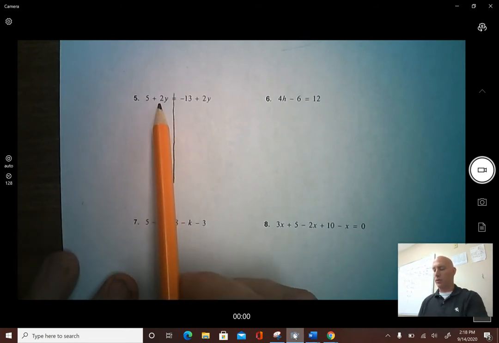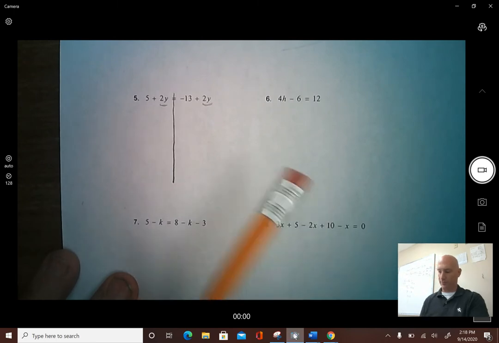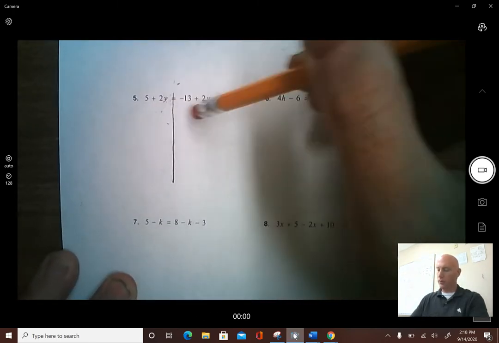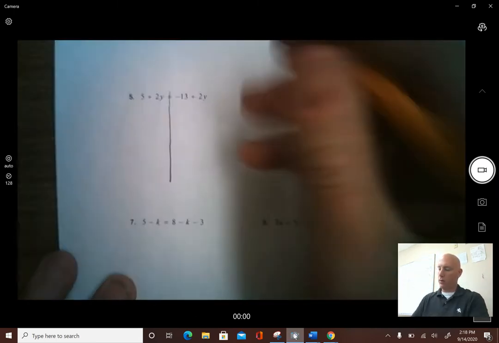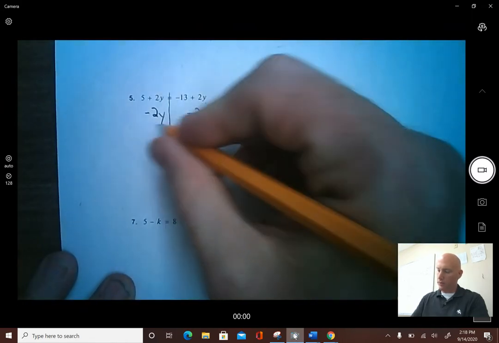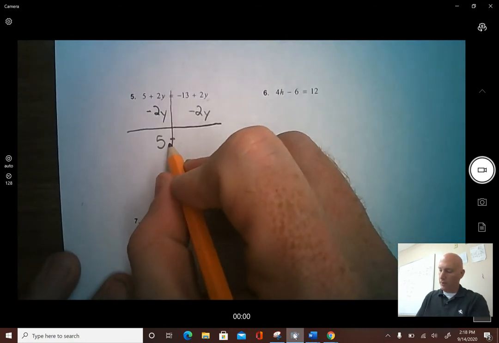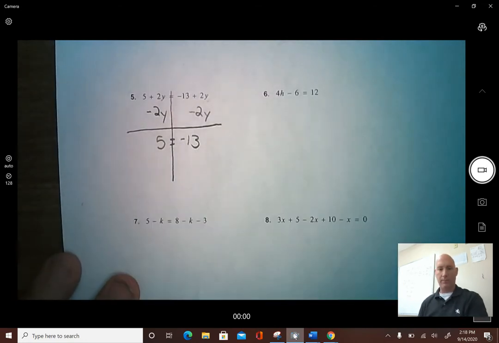I have a 2y on this side and a 2y on that side. So I have y's on both sides, so I know I need to remove one of them by add or subtract. I'm just going to get rid of that 2y. So now I subtract 2y here. Whatever you do to one side, you have to do to the other. I'm now left with 5 equals negative 13.